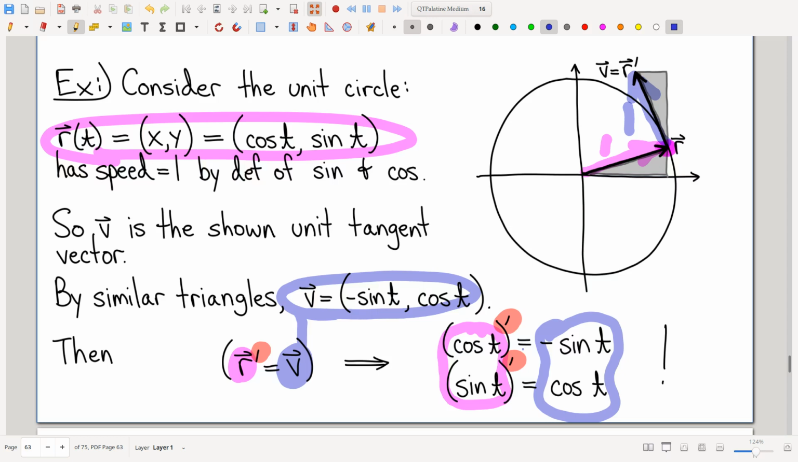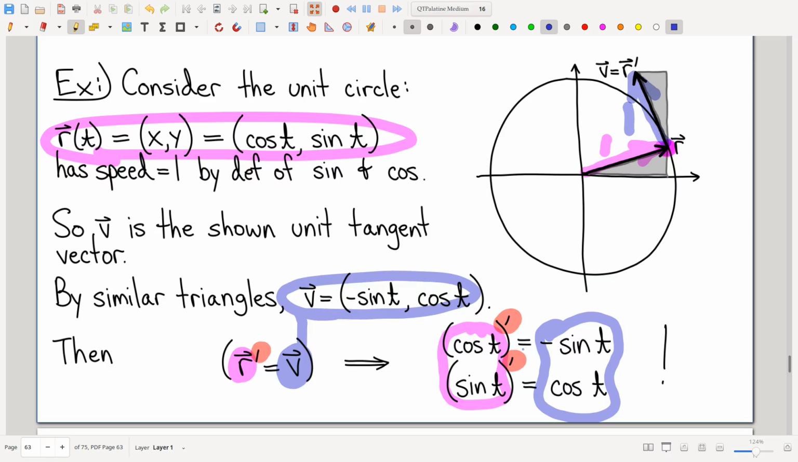And you'll notice nowhere in here did I cite any old formulas about what the derivative of cosine is or what the derivative of sine is. What we have here is basically a geometric argument that proves that the derivatives of sine and cosine are what we in fact already knew they are. Everybody with me?